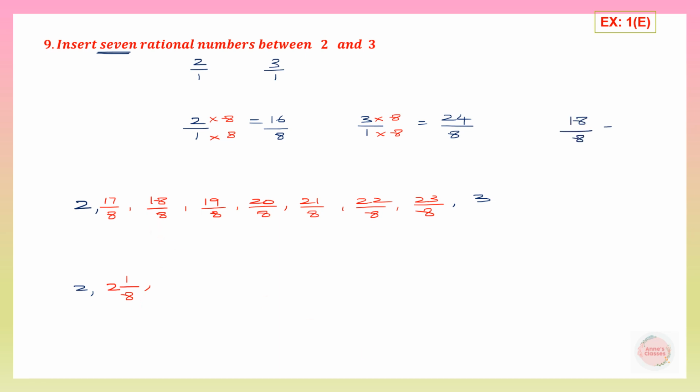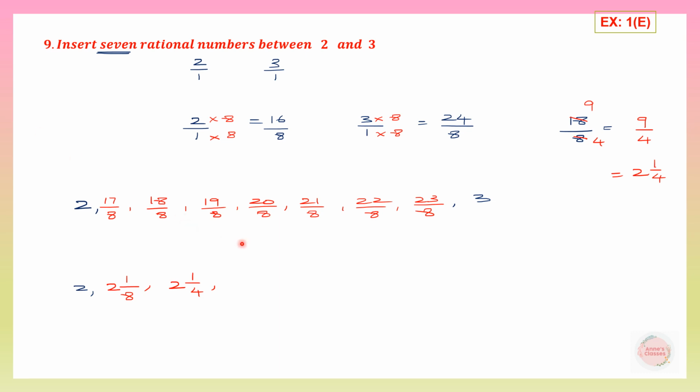First reduce it to the lowest term. Both are divisible by 2. 2 nines are 18, 2 fours are 8. So this is 9 by 4, and that can be converted to a mixed number. 4 twos are 8, 1 by 4. So that is 2 1 by 4. Let's write that, 2 1 by 4.